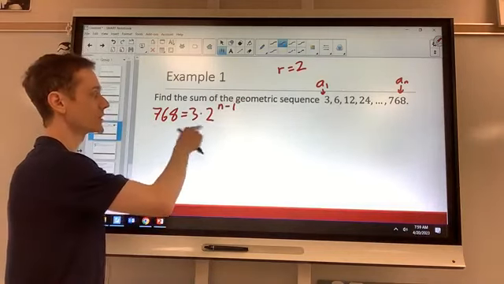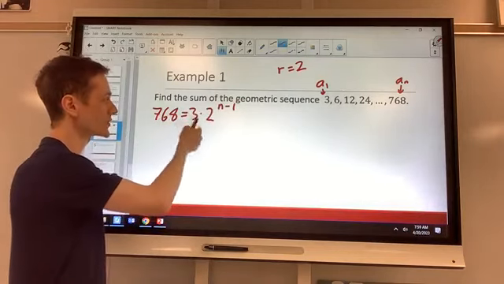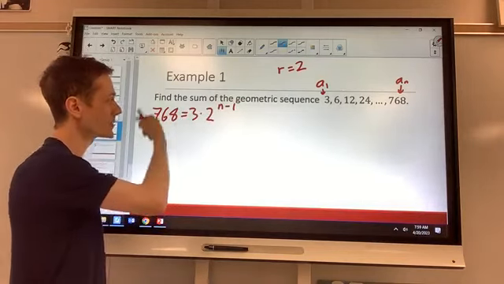Now I need to solve this formula for n. So my first step here would be to divide both sides of the equation by 3. And so if I divide by 3, that would give me 256.